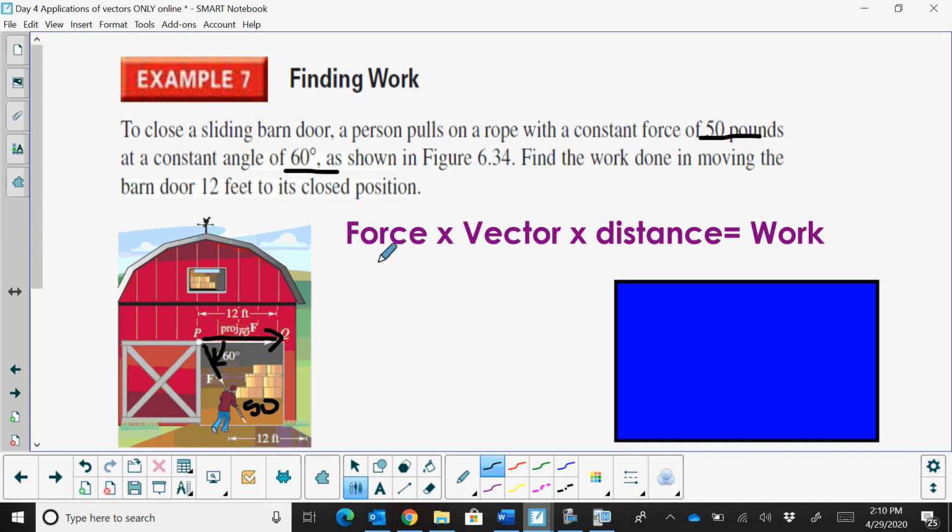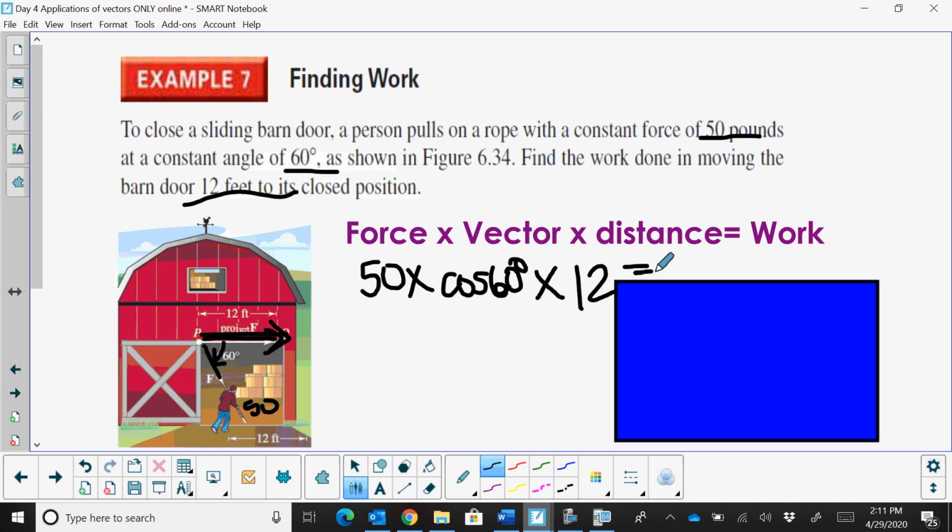So the force is 50 pounds. The vector, well, what you have to think in this problem is your vector is just going in the horizontal direction. So we're just going to multiply that by cosine of the angle, and the angle is 60 degrees, since we're just looking for the horizontal work, times the distance. In this case, the distance is 12 feet. And that gives us the work to be done.